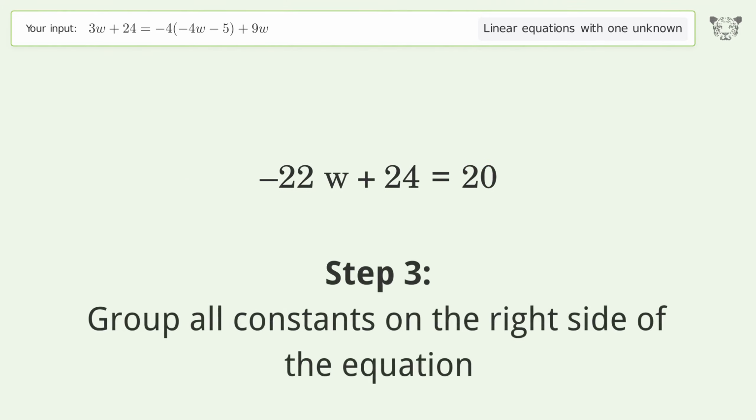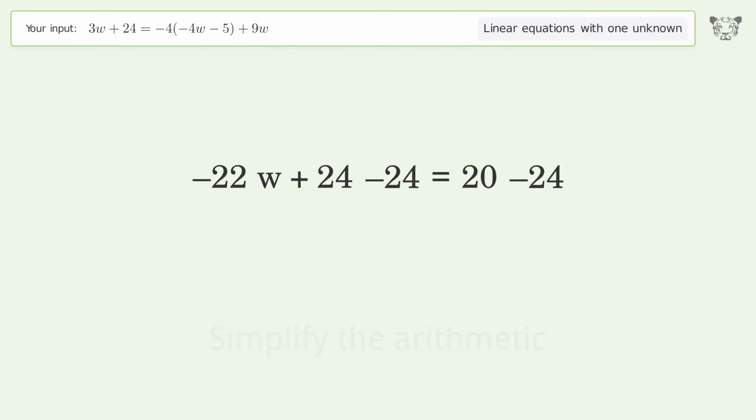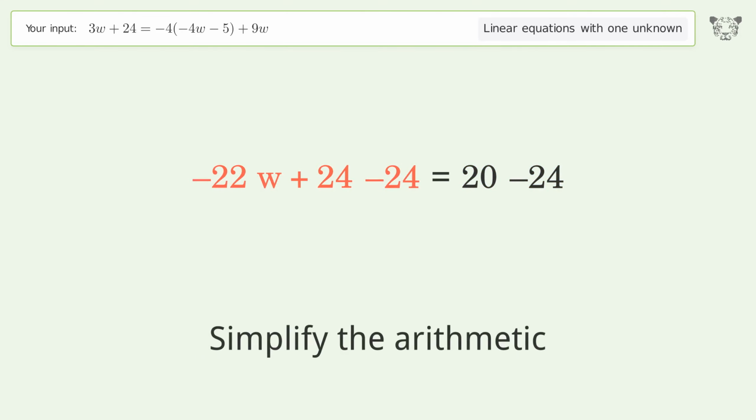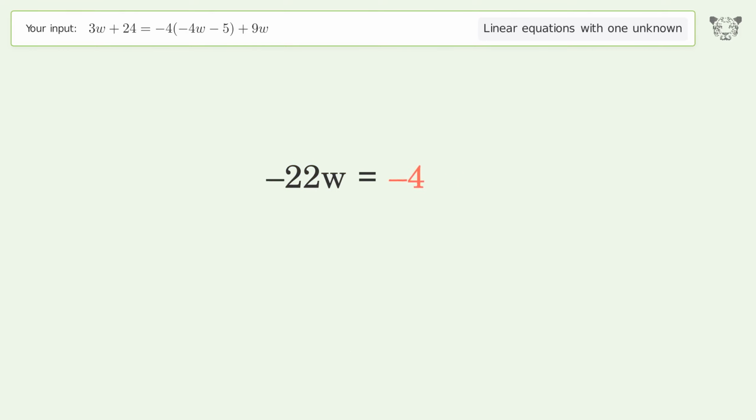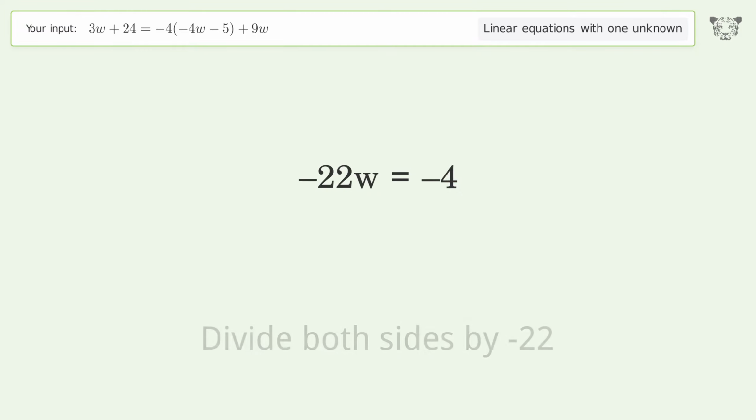Group all constants on the right side of the equation. Subtract 24 from both sides. Simplify the arithmetic. Isolate the w. Divide both sides by -22.